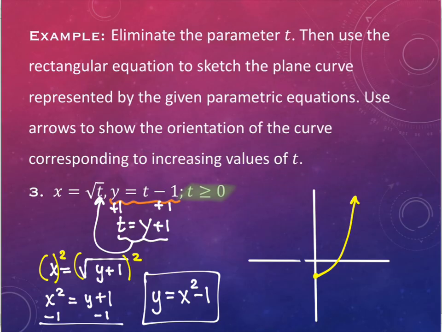So my graph needs to start and have only positive values here. And we know that as the values went up, the same thing happened. My t values increased, my x values increased, my y values increased, and my direction of my curve goes like this. So it's a different perspective, but the graph is the same as it was before.